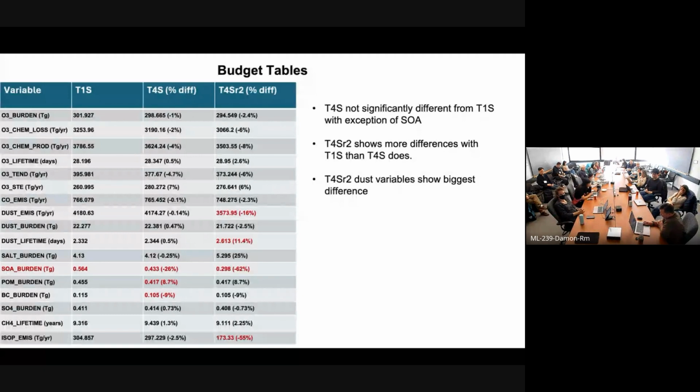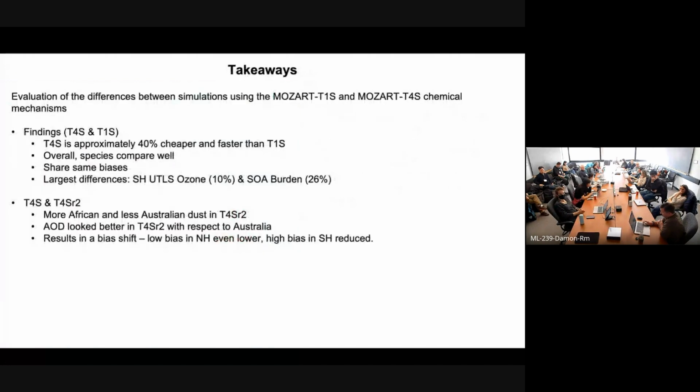And our SOA burden is also down by 62%, which I'm not sure why, but those are the biggest budget differences. And so just the takeaways overall, I think the T1S and T4S mechanisms compare well. I think T4S is doing its job. For the most part it gets very similar chemistry, and we also get the benefit of being able to run faster and more cheaply than the T1S run.